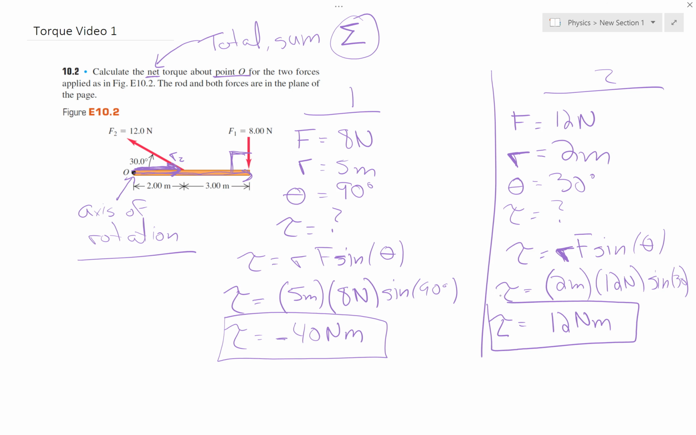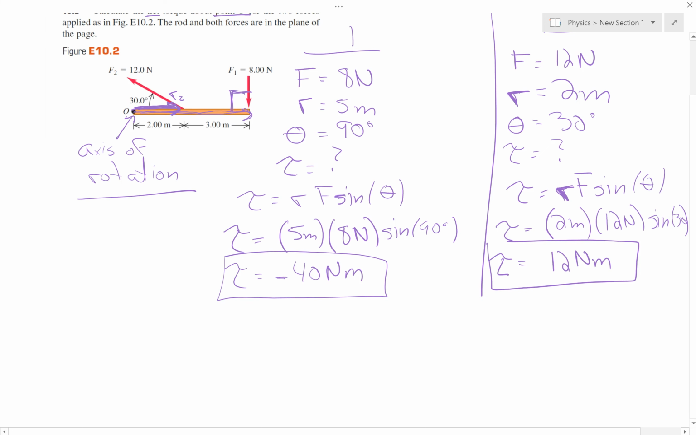Now I haven't actually found the net torque. What I have found are the two individual torques. In order to find the net torque, what I need to do is sum the torques. And again, it's just addition. Now I have two forces, and these two forces have produced two torques, so I should have two terms in my sum. And it doesn't really matter the order that you do them in. I'm going to start with torque 1 and then torque 2. So this will be torque 1 plus torque 2.